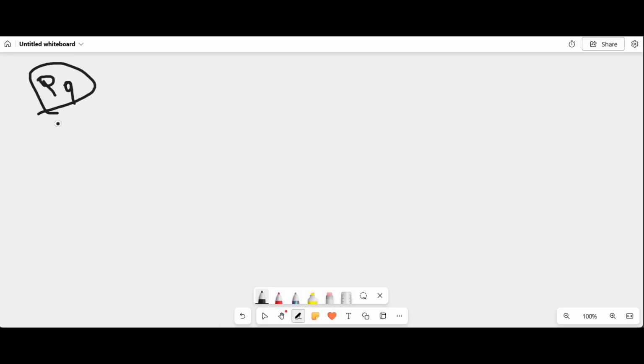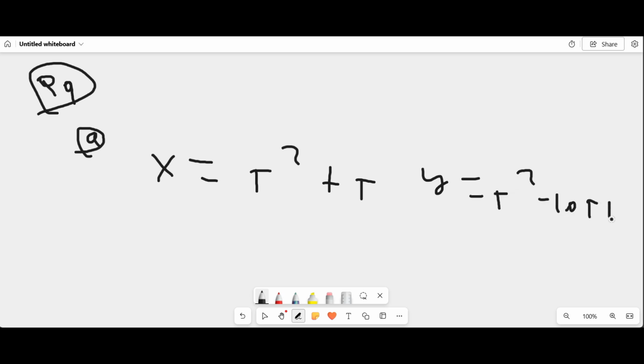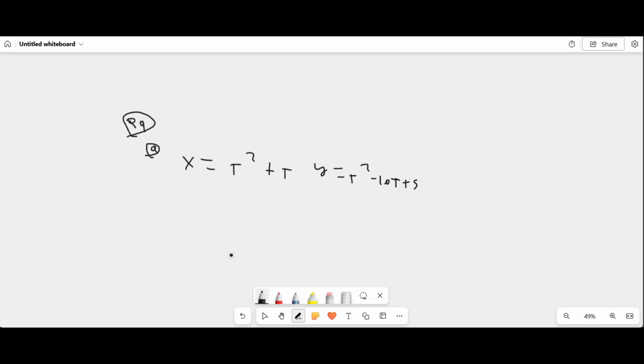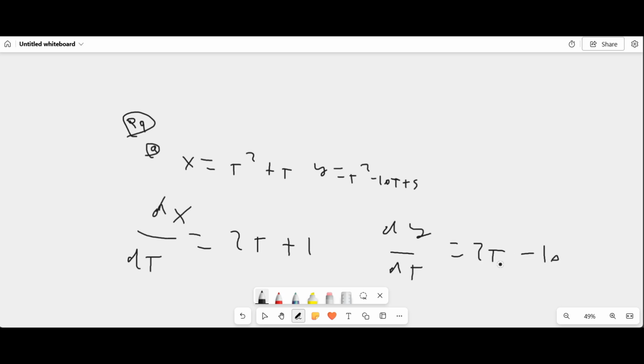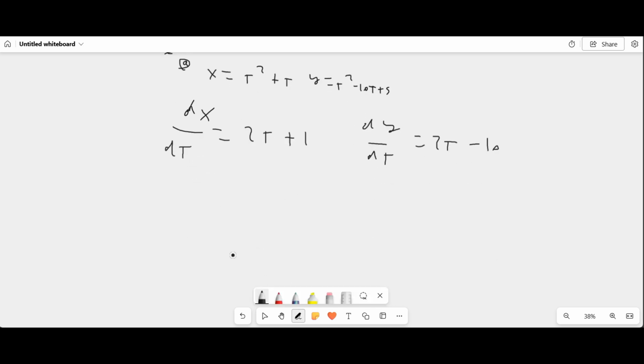Question 9. So x is equal to t squared plus t. y is going to be equal to t squared minus 10t plus 5. And now what you want to do here is differentiate it. So dx over dt is going to be 2t plus 1, and then dy over dt is going to be 2t minus 10. So therefore dy over dx, you can get that straight away. dy over dx is going to be 2t minus 10 over 2t plus 1.